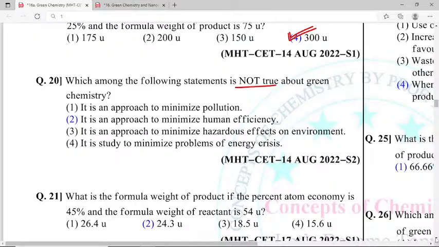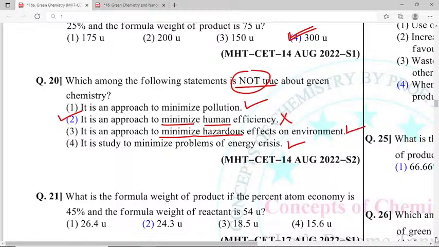Okay, it is an approach to minimize the pollution. Yes, it is true. It is an approach to minimize the human efficiency. No, it is maximize. So that's not true. It is an approach to maximize human efficiency. It is an approach to minimize hazardous effect on environment. Yes, it is correct. It is studied to minimize the problem of the energy crisis. Yes, it is correct.